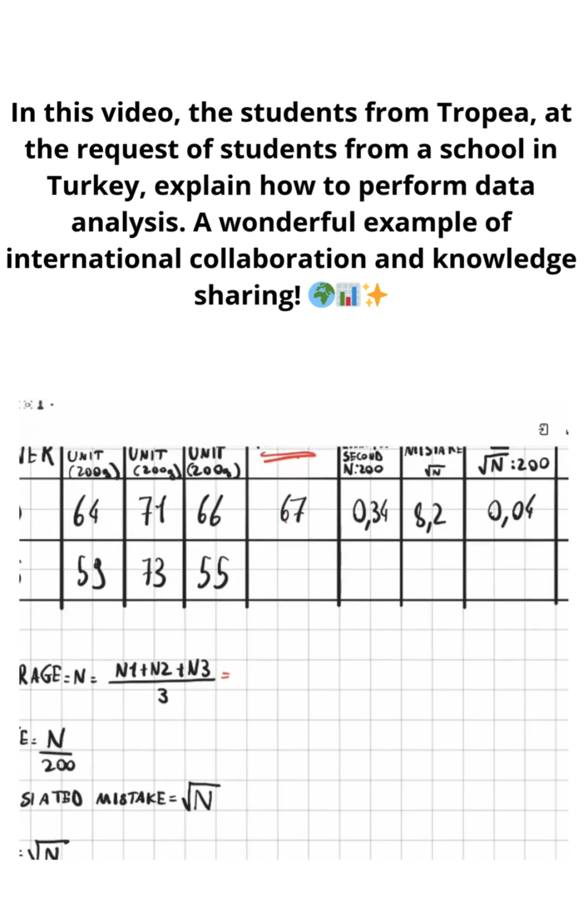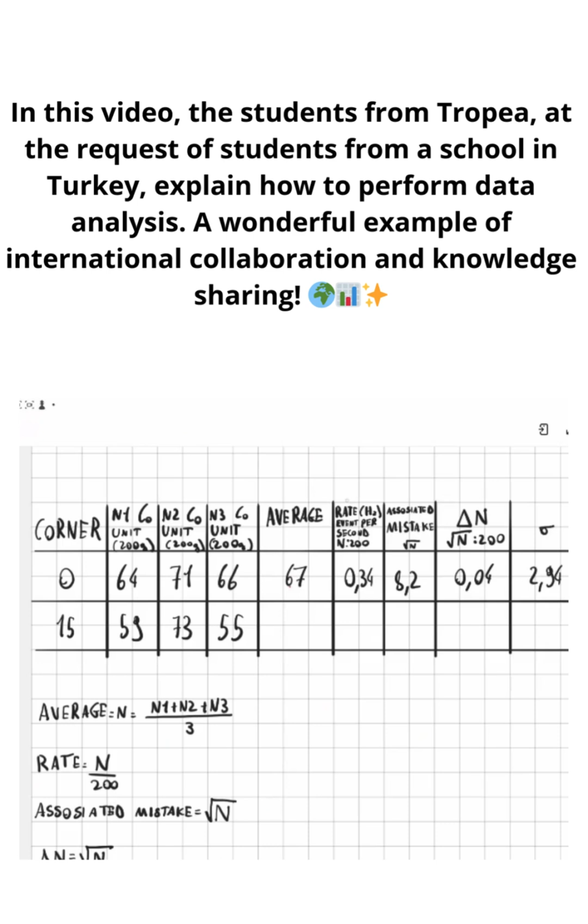So, for example, if we use this data, n1 64 plus n2 71 plus n3 66, all divided by 3, is equal to 67, the average.